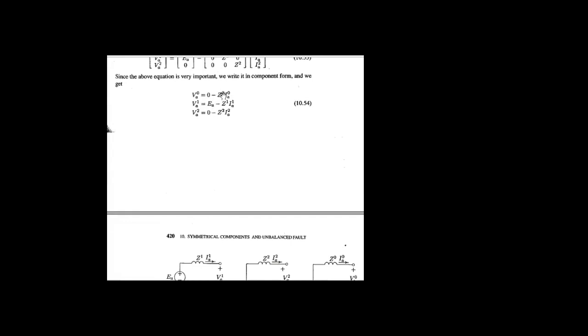EA minus all the impedances and IA0, IA1, IA2, right? If we add all three, what will be there? This part, and the remaining will be in minus sign, the impedance.